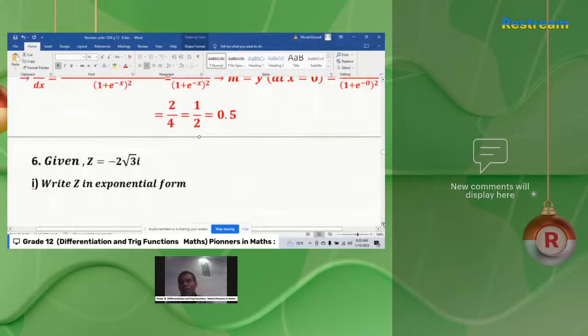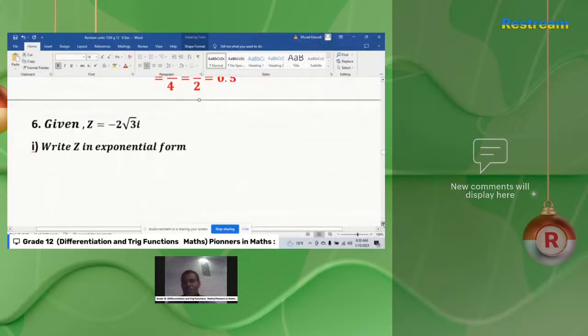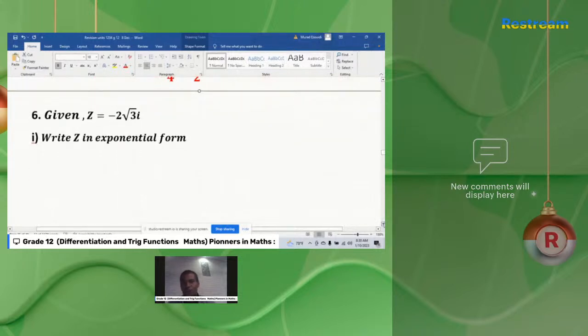We are given that z1 is negative 2 root 3i. The question is, write z in the exponential form. This is the given function.